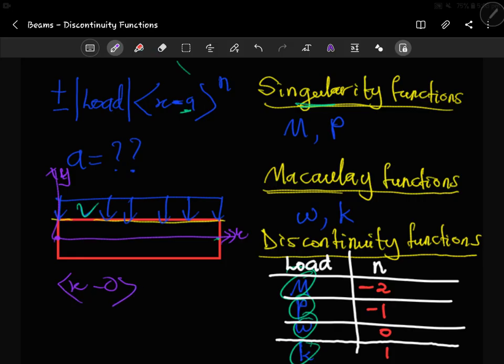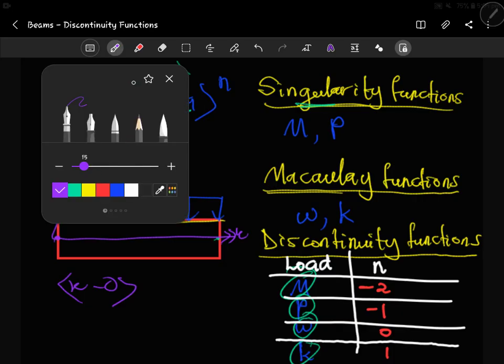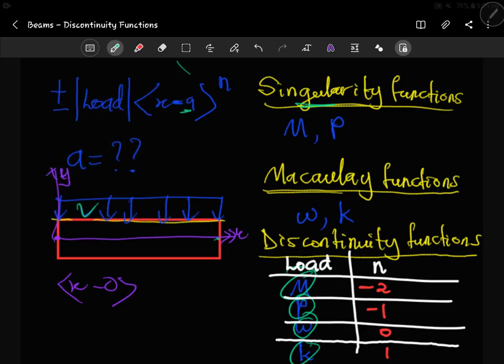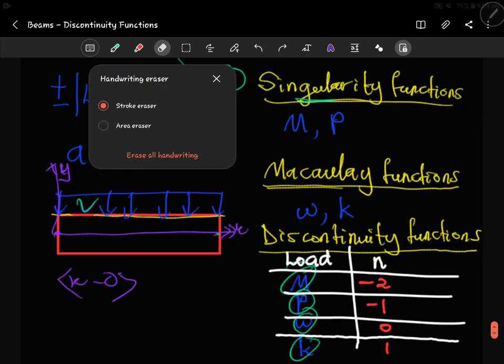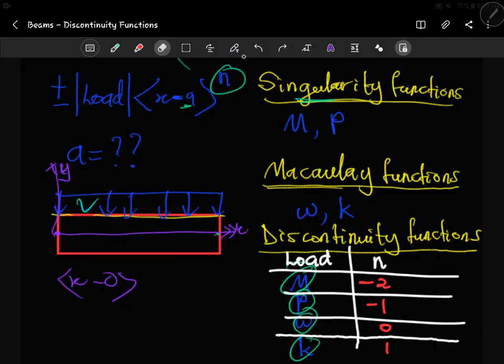But then we are not done. We're left with the last term, which is the n here. This n is the last term, and this n is constant. It is load dependent. We'll go through that in a minute.